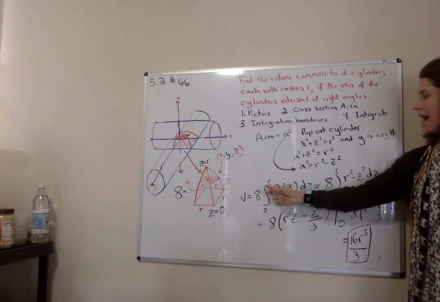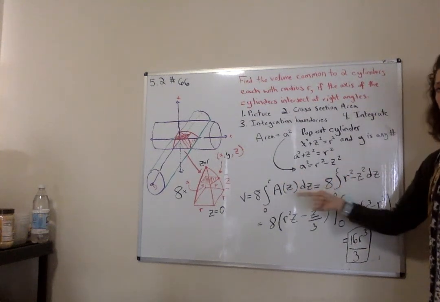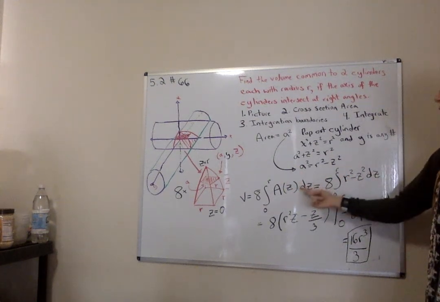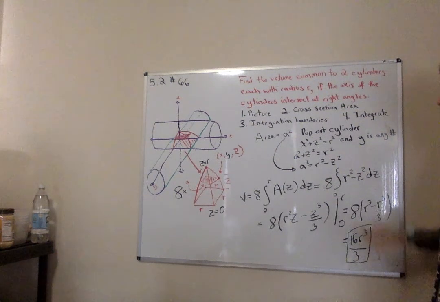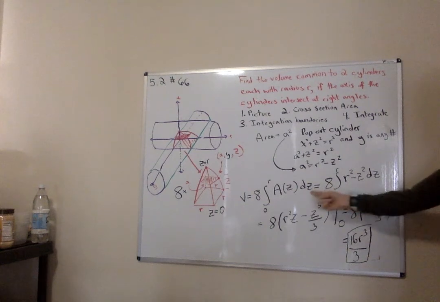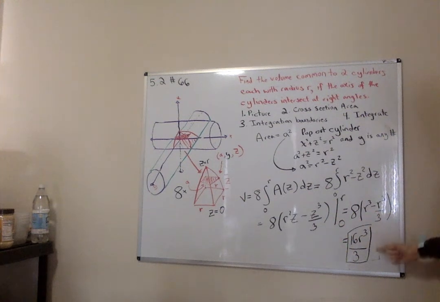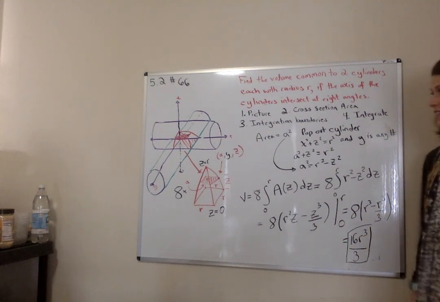Then the last thing that I do is I actually integrate with respect to z. Really important: when you have multiple variables in your problem, you really need to think about what variable you're integrating over. A very common mistake is integrating this with respect to r, but you're actually going to integrate with respect to z here. And so I perform my antiderivative, I subtract, and I get my final answer of 16/3.